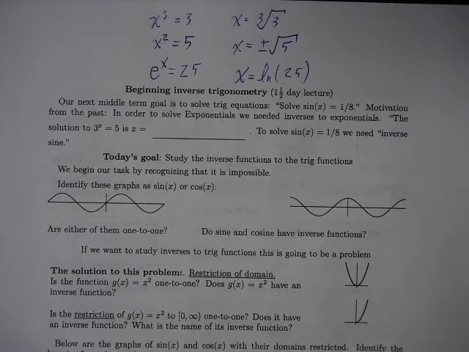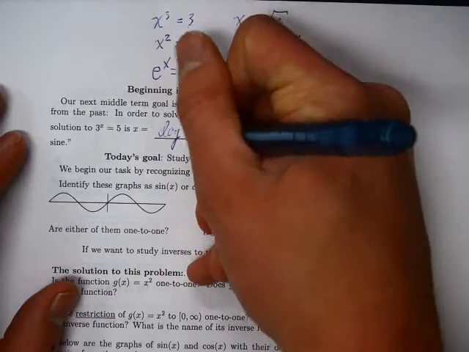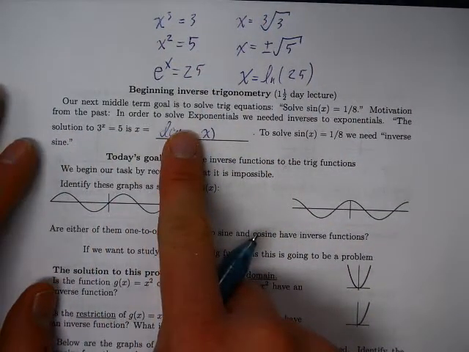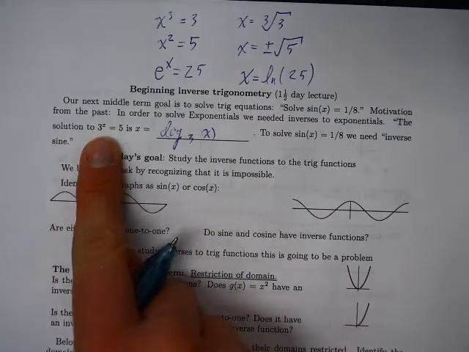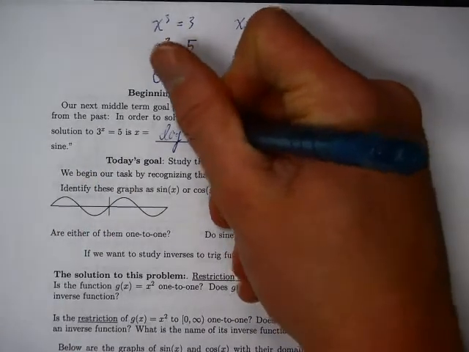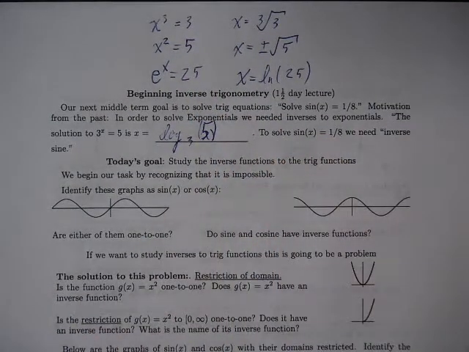Let's do the exact same thing with trig functions. If you want to solve exponentials, we needed inverses. In order to solve something like 3 to the x equals 5, we said x is the log base 3 of 5. To solve sine of x is equal to 1/8, there is some angle which gives you a sine of 1/8. We'll just need to make up a name for it. That's what we'll do today.